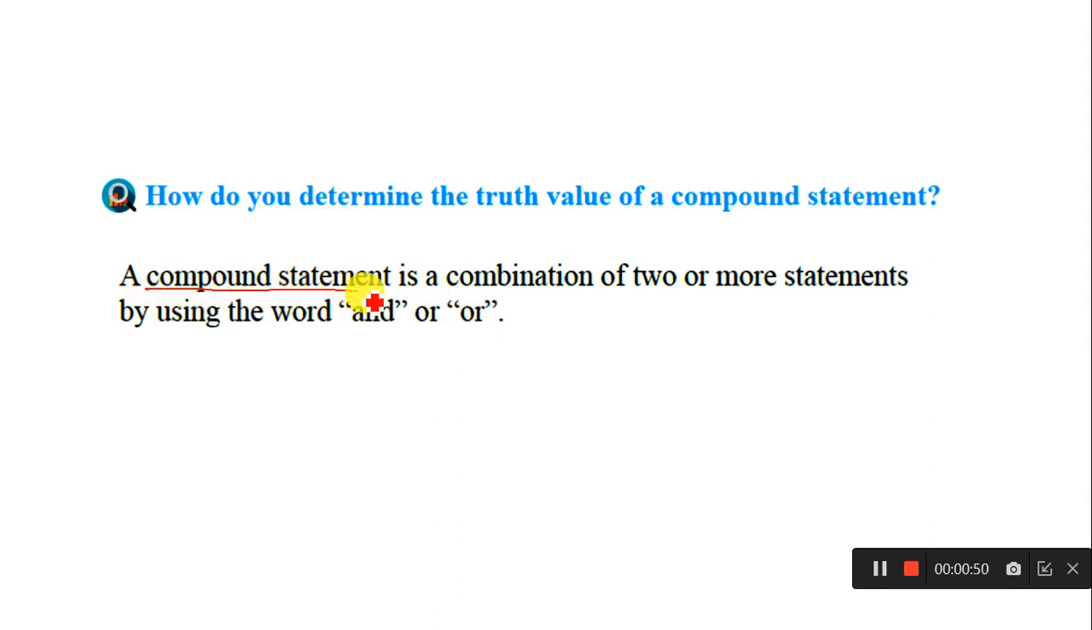A compound statement is a combination of two or more statements. In part 1, you just learned about a statement, only a statement. Now we want to combine two statements by using the word "and" or "or".